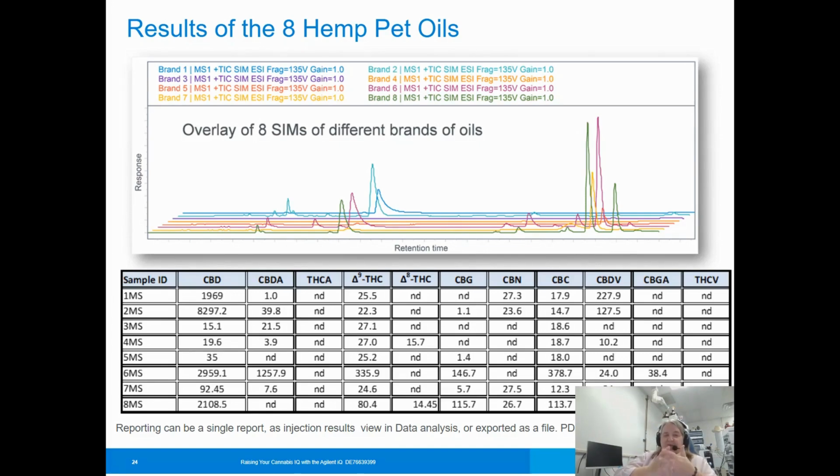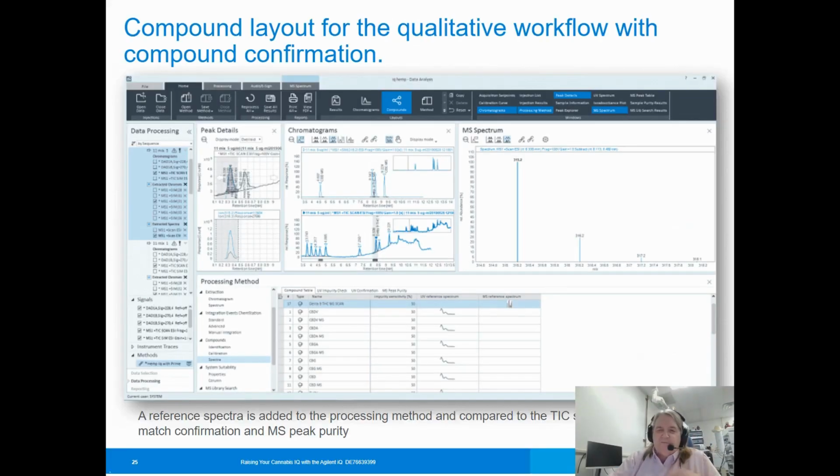I'm really glad that I was giving the appropriate pet oil to my dog, Louise, because I found that some of these didn't have any CBD in them at all. One had a huge amount of CBGA. So, when you're doing QC, did it switch? Did it move? Again, this adds the certitude of mass to charge ratio.